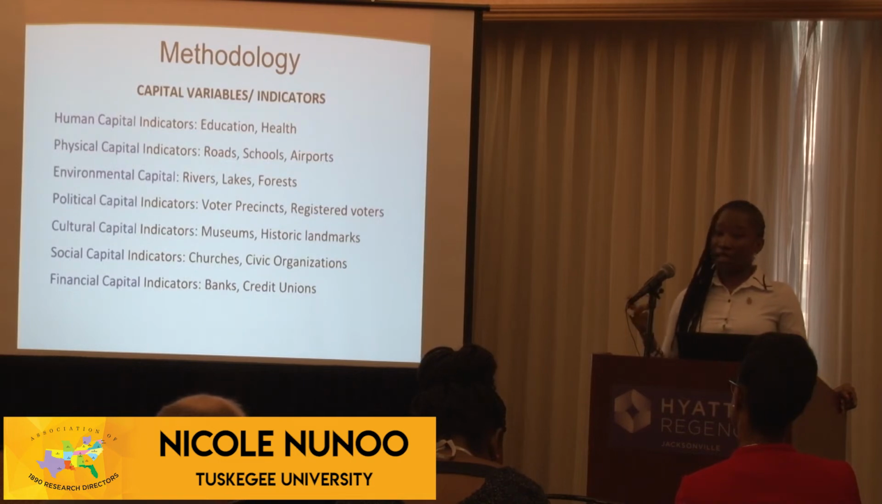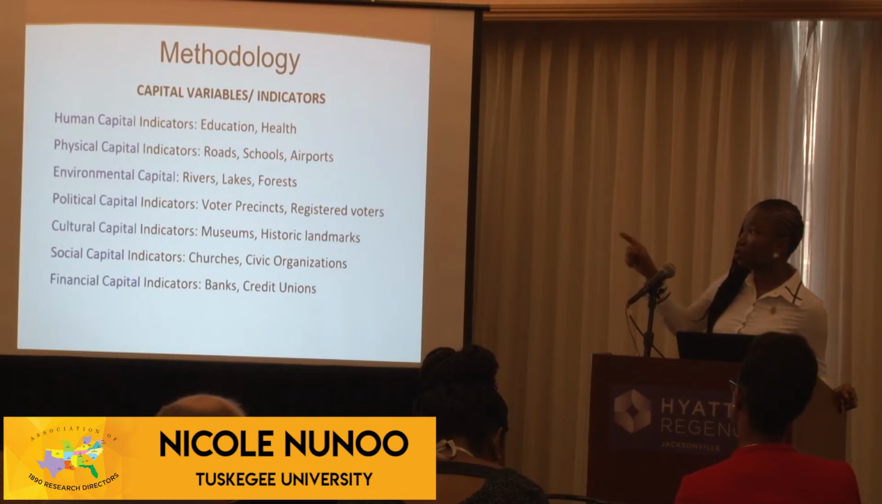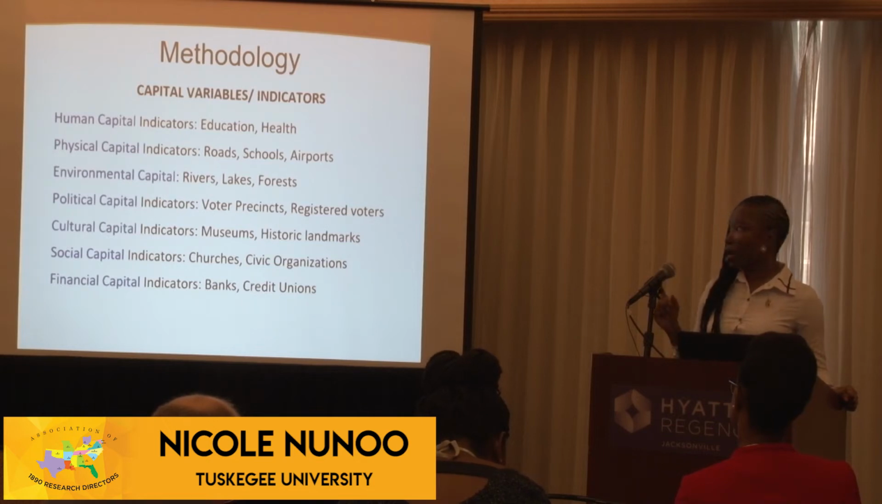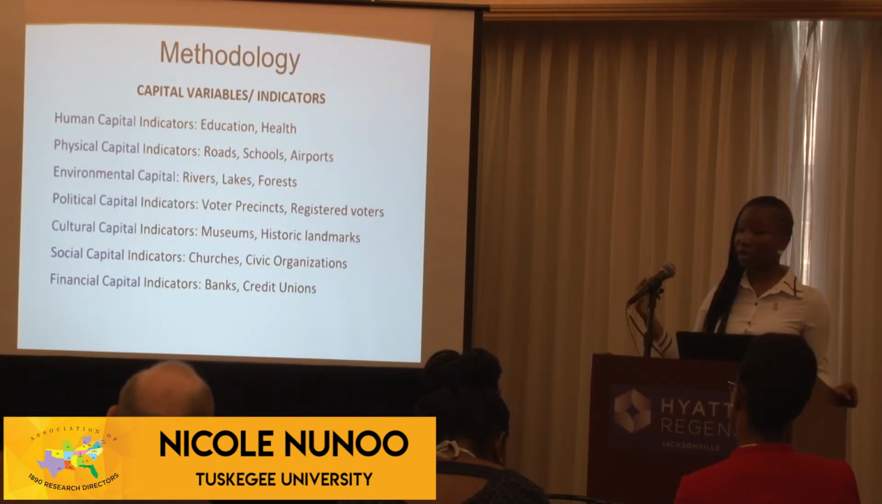Now, for our indicators, I talked about having 7 different forms of capital. For the human capital, we looked at education and health. For education, we looked at high school graduation and college graduation. For health, we looked at people who have health insurance and the number of hospitals that were found in the communities or in the counties.